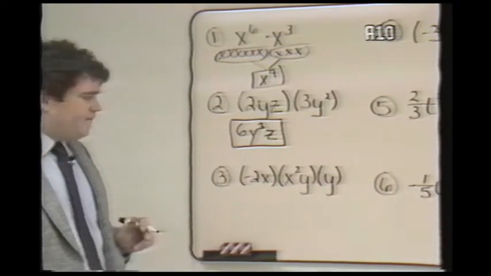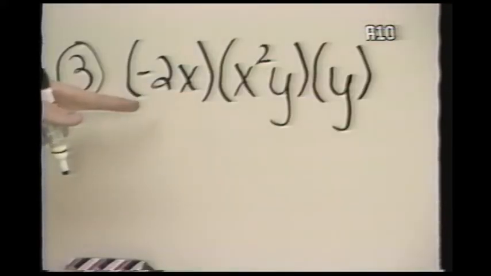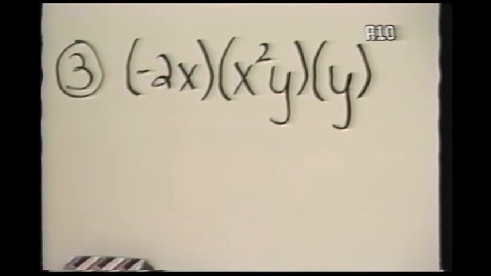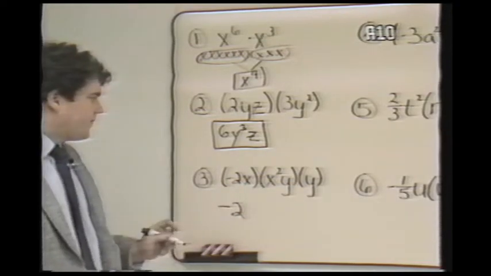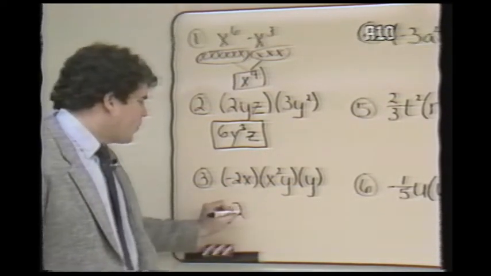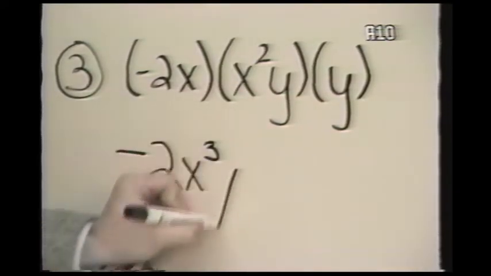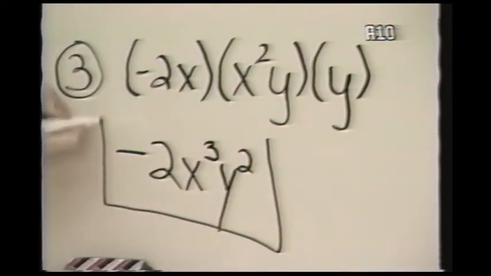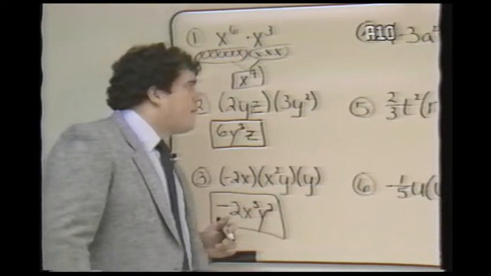Let's go to problem number 3. Here we're going to do the same thing. Multiply our numbers by numbers, our x's by x's, and our y's by y's. We have negative 2x times x squared y times y. Well, the numerical coefficients in the second and third term are 1. So we have negative 2 times 1, that's negative 2, times 1 again, remains negative 2. Looking at the x's, we have x times x squared, and that's x cubed. And looking at the y's, we have y times y, just in the second and third expression. And so the entire thing is equal to negative 2x cubed y squared. Not too bad, huh?